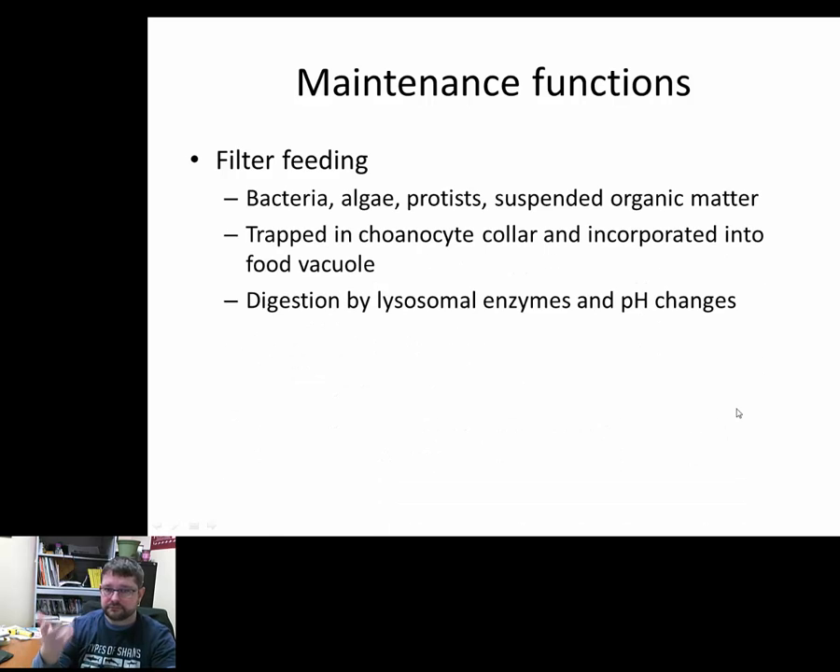All right, so filter feeding. What are they eating? Mainly things like bacteria, algae, and protists, I mean, protists that are smaller than the choanocytes within the water column. Again, they're not chewing things up. Anything that's too large to be trapped as a food particle in the collar of the choanocyte would just be pushed out of the system again.